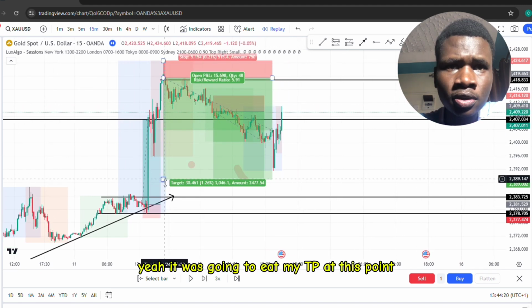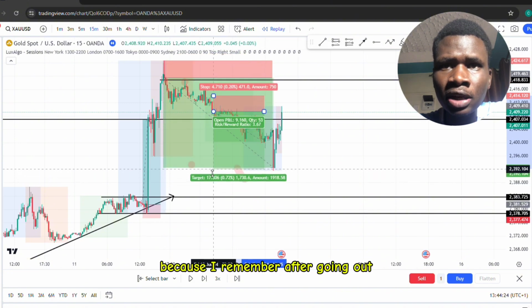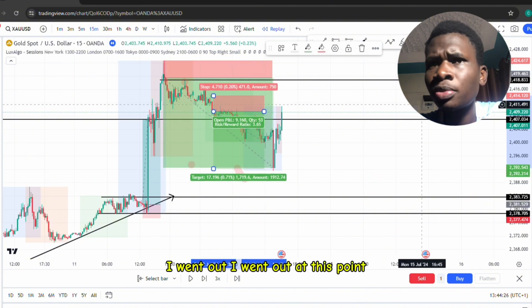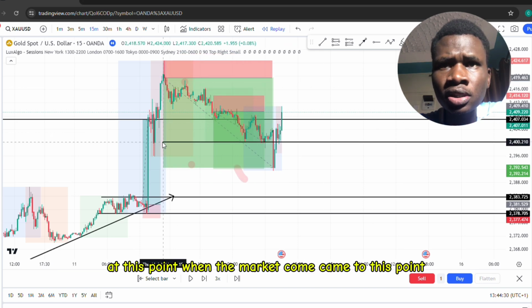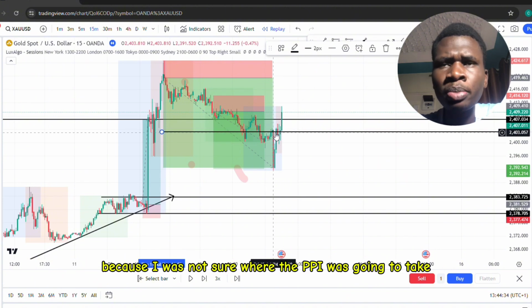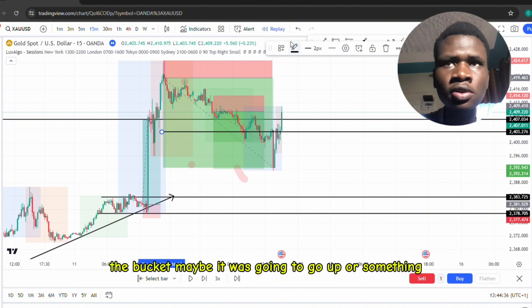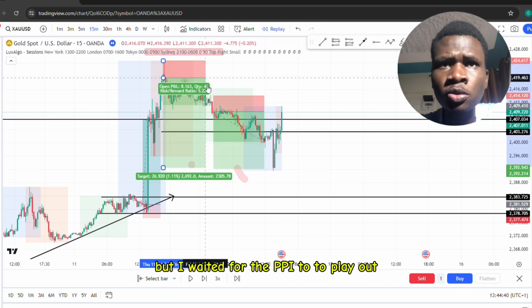Yeah, it was going to hit my TP at this point, because I remember I went out at this point. When the market came to this point here, I went out because I was not sure where the PPI was going to take the market. Maybe it was going to go up or something, but I waited for the PPI to play out.